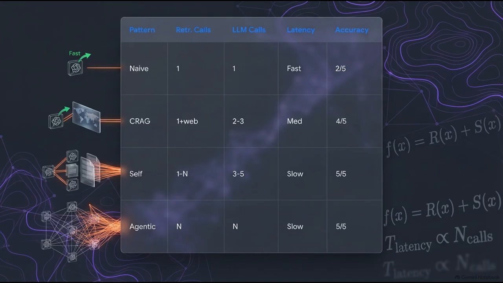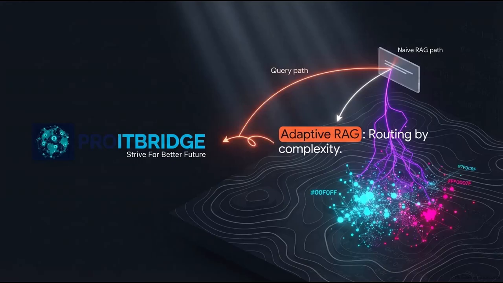In production, every single layer you add costs money, burns compute time, and impacts the user's experience. So how on earth do we balance this? Adaptive RAG is the key. Adaptive RAG puts a lightweight, blazing fast classifier at the very front of your pipeline to score the query's complexity right out of the gate.